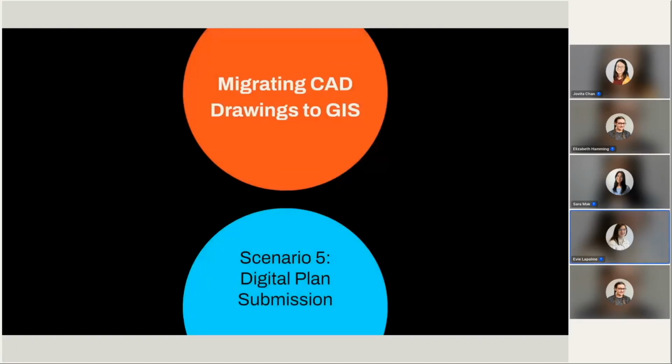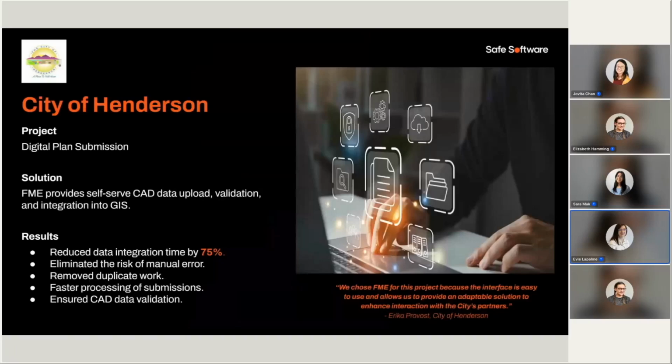So now for the next solution, our scenario here is the digital plan submission. This is an example from the City of Henderson. The City of Henderson wanted to improve their digital plan submission process for new construction projects by simplifying and automating CAD to GIS conversion. Before, all the data entry and processing was done manually, but using FME, they created one automated workflow, which helped reduce data integration time by 75% without impacting the quality of the data. This is still in use today.